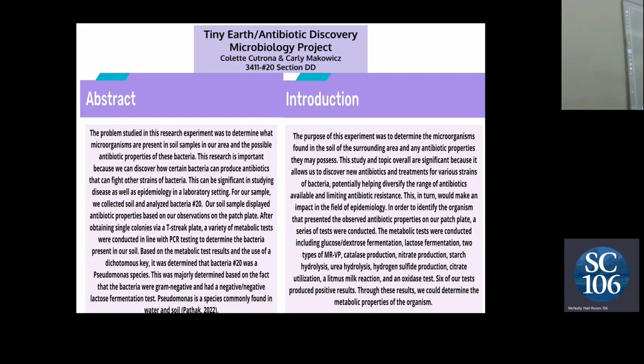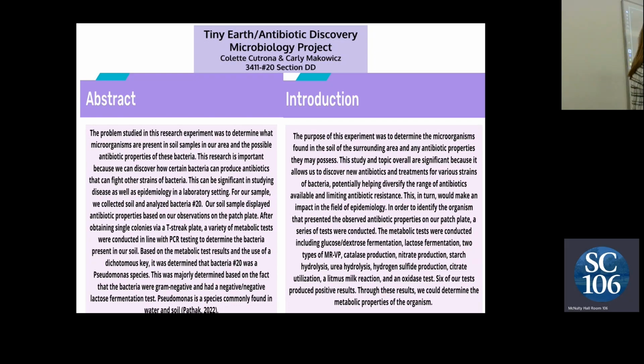Hi everybody, my name is Colette Catrona. This is my partner. For our project, we decided to study in our microbiology class. We examined soil, and in this project, the purpose was to examine in the soil what bacteria in particular, if any, are capable of producing antibiotics. This research is especially important today because in a world where so many bacteria are becoming resistant to so many antibiotics, this is crucial information. We can learn how some bacteria that we can find in our soil in very accessible environments can produce antibiotics that can be very useful in healthcare and a variety of other settings.